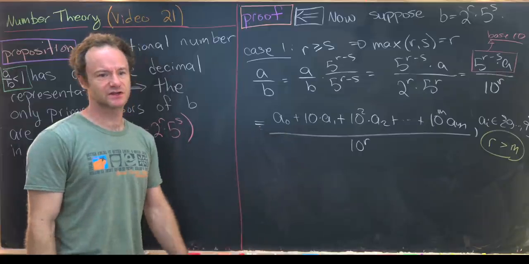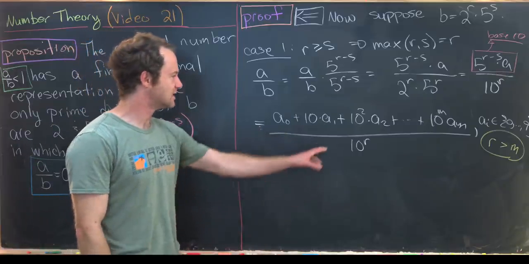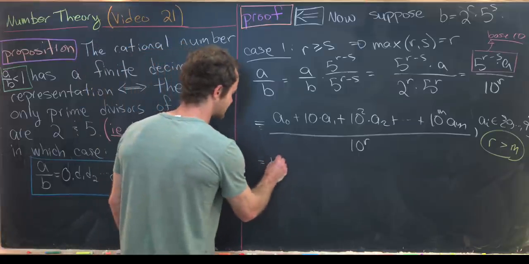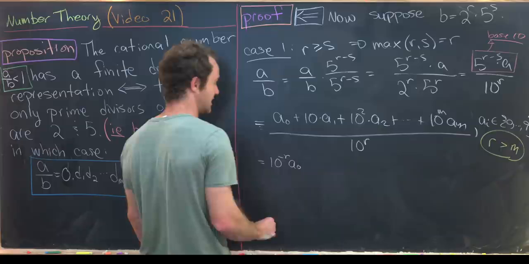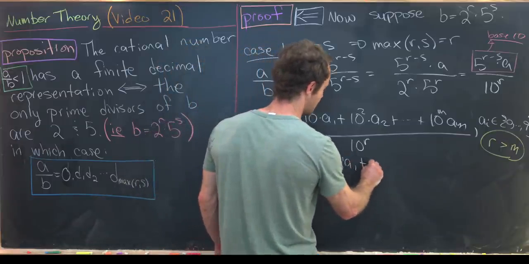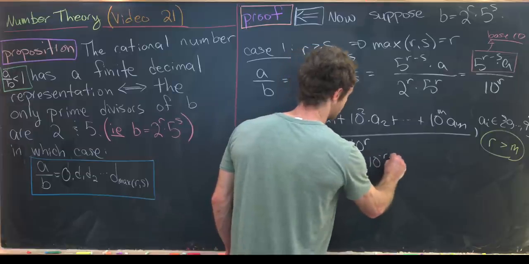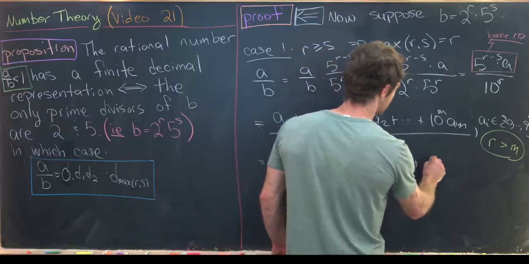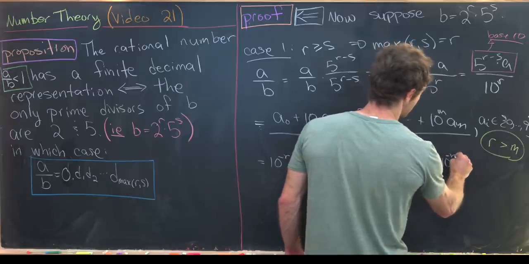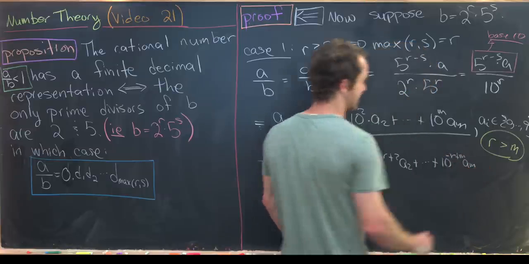Okay, so let's see how this turns into a decimal expansion. Maybe we'll do this division by 10 to the r for all of these. That'll give us 10 to the minus r times a_0 plus 10 to the minus r plus 1 times a_1 plus 10 to the minus r plus 2 times a_2, plus all the way up to 10 to the minus r plus m times a_m.